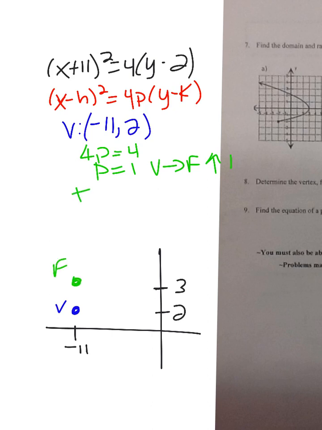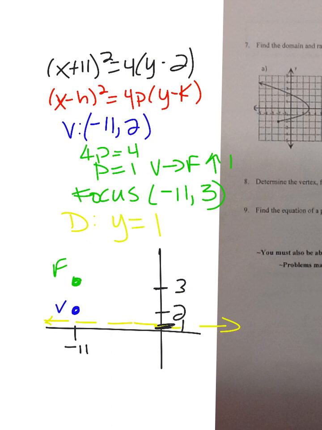So my focus is negative 11, 3. All right, now I need my directrix. My directrix is now down 1 unit. If I went up 1 unit, then I need to go down 1 unit. That's going to put me at 1. So this would be my directrix. So the directrix is y is equal to 1.